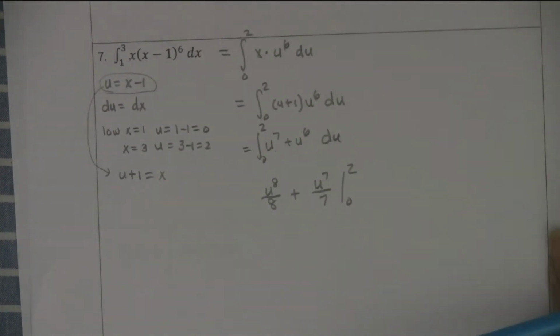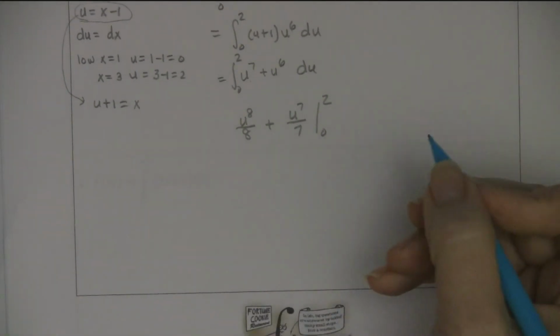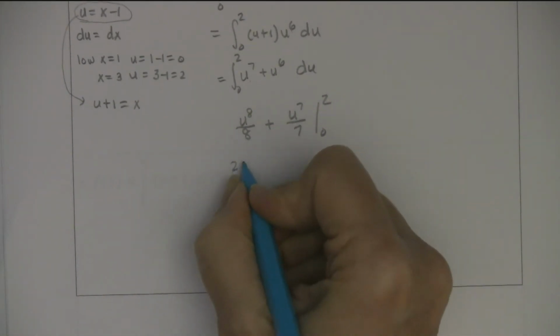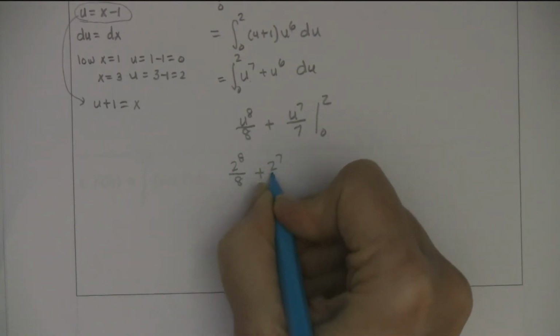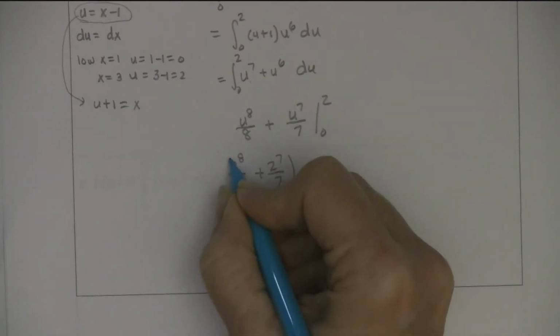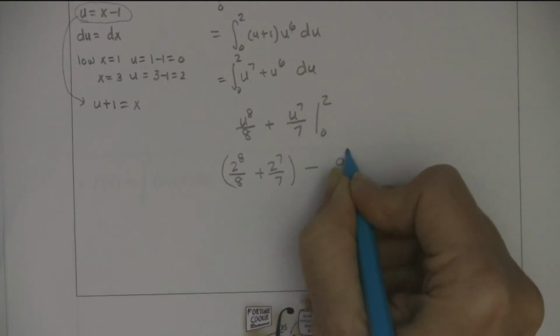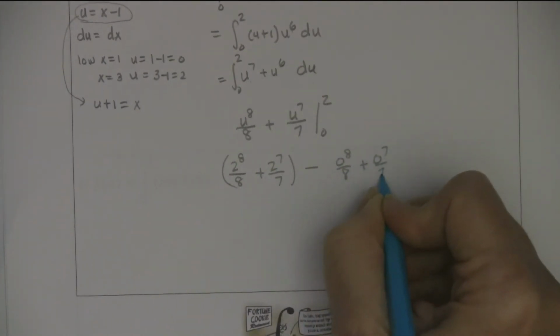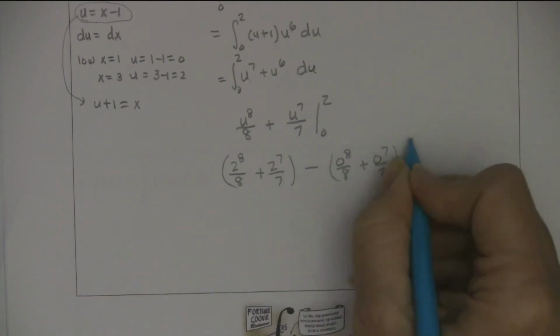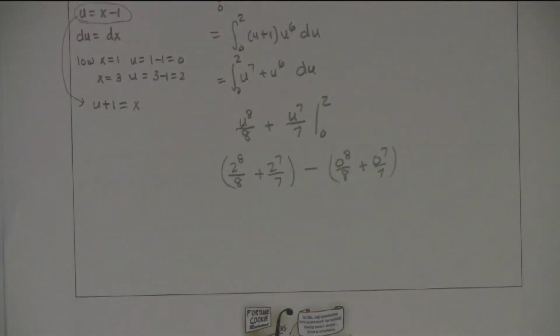I'm not going to go back to x, so I'm just going ahead and using my bounds for u. So this is going to be u to the 8th over 8 plus u to the 7th over 7, minus 0 to the 8th over 8, plus 0 to the 7th over 7. 0 is so nice because that's just gone. So all I have to do is worry about this.